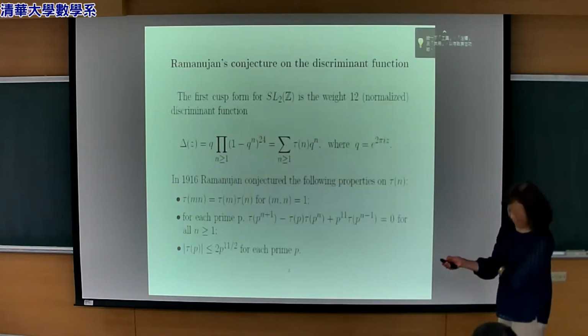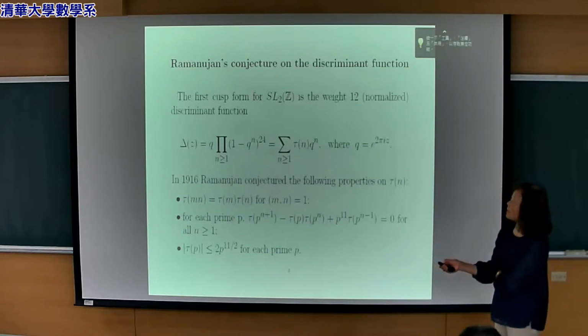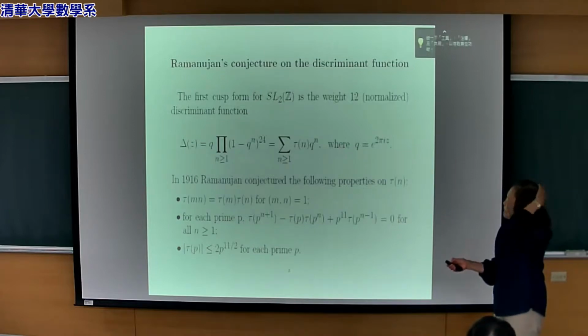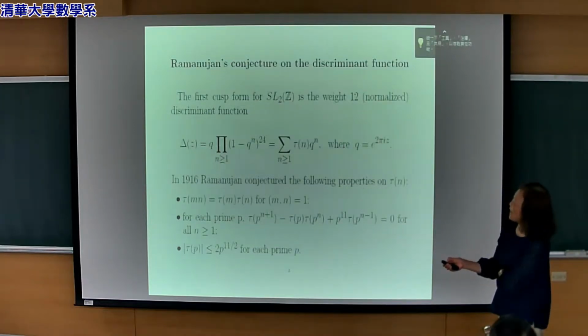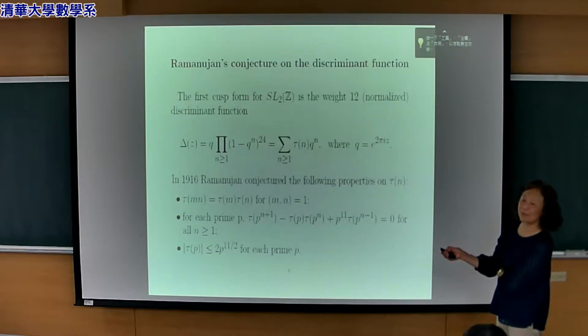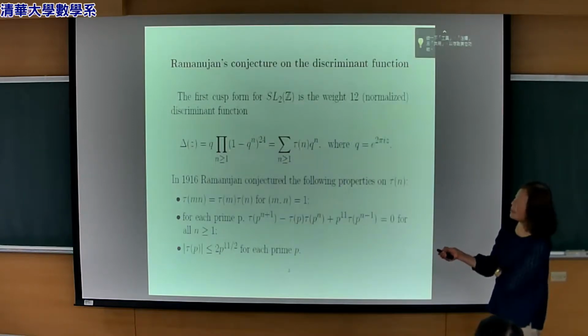Back in the 19th century, it was proved by, the name escapes me, that this function has an expression as an infinite product in q. If you do not know this function before, you may take this as a definition. When you expand this, you can write it as a series in powers of q with coefficients tau of n. Here you see that tau of n is an integer from this expansion.